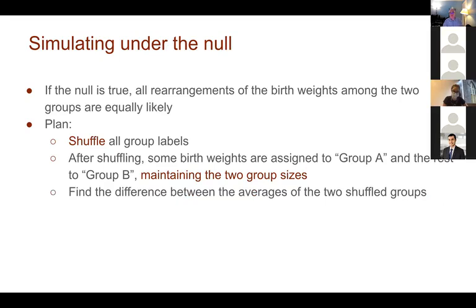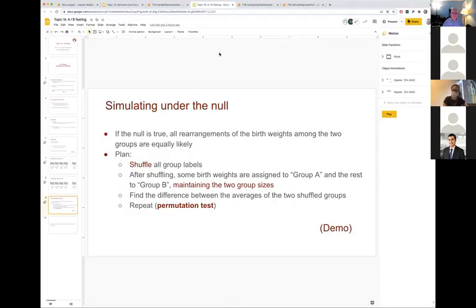And then we're going to find the difference between the averages of the two groups. And then we're going to repeat. We're going to run our simulations, and that's known as our permutation test. And then we're going to look at the distribution. We're going to look at the histogram, the distribution of all of those empirical values, and we're going to see where our observed value falls. Okay, let's put all of that together.